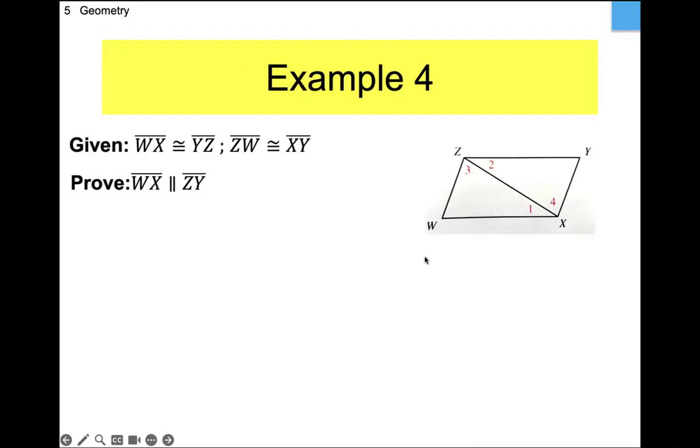All right, we'll do one more. All right, we're supposed to show that WX is parallel to ZY. So let's see, where's WX? WX is the bottom and ZY is the top.